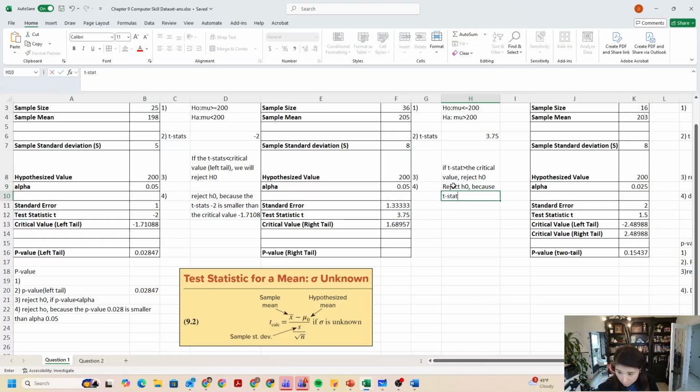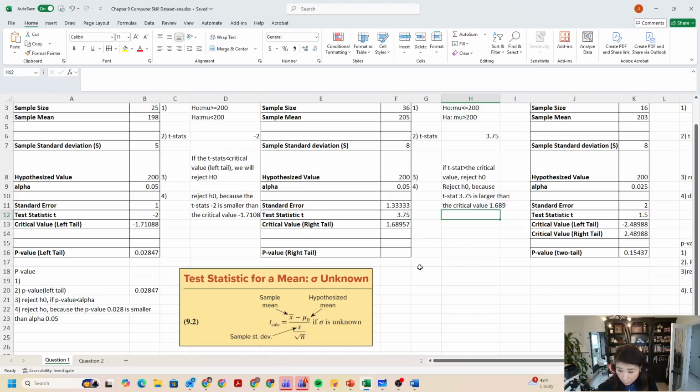So the decision here is reject H0 because the t-stat, 3.75, is larger than the critical value, 1.689. Okay, so now this is one method.